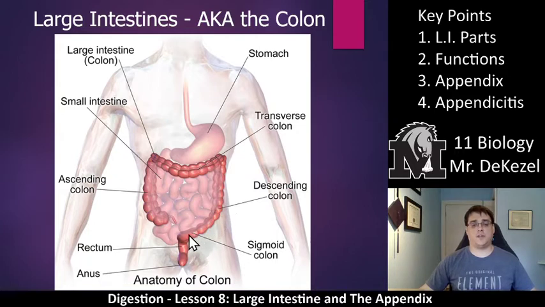We then get a little bit of an S shape here. That is the sigmoid colon with the rectum, and then the anus. The anus is the sphincter that allows fecal matter to go out.